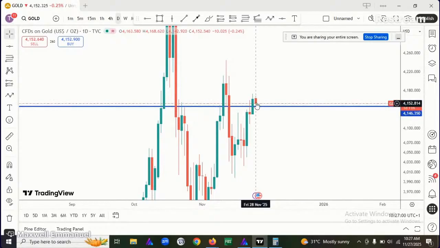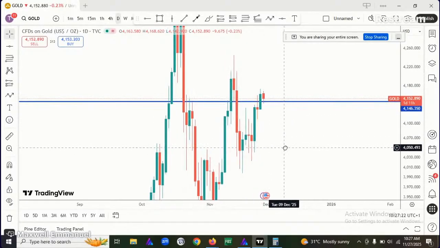Can you see that? A lot of people would have entered a buy because the market opened above the average, but you can see the difference is much. On gold, this is over 100 pips. So you shouldn't have bought from this point. You should have waited for price to pull back.